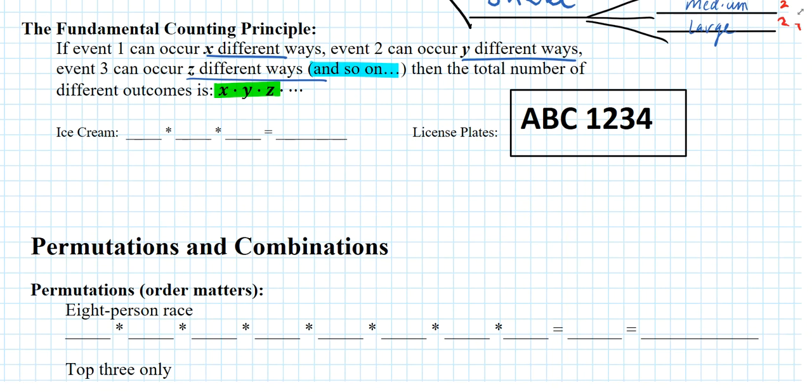For our ice cream example, we had three options for the first event, flavor, three options for the second event, type, and three options for the third event, size. 3 times 3 times 3 gives us 27. The same number of outcomes we determined from the tree diagram.